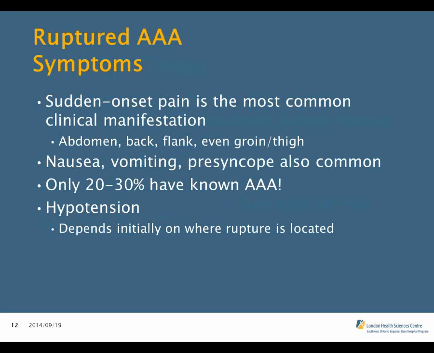So, what kind of symptoms might you encounter with a patient who has AAA? Sudden onset pain is the most common manifestation, and this can occur depending on what rupture occurs, and I'll kind of go into that further over the next slide. You can get pain in the abdomen, in the back, in the flank, even the groin and the thigh. Nausea, vomiting, pre-syncope is common, especially if the patient's hypotensive.